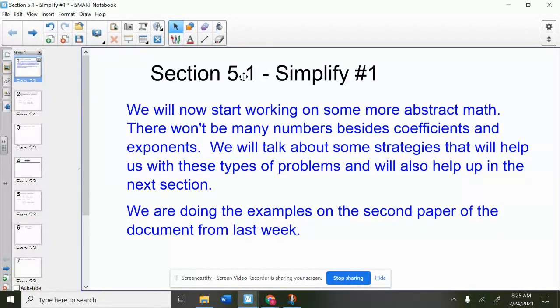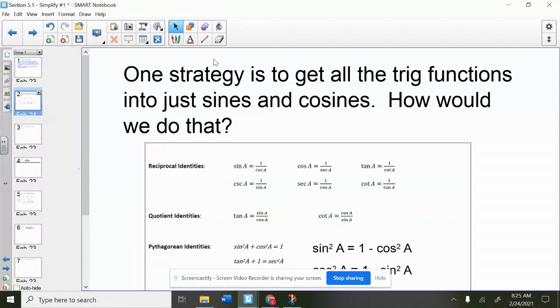So we are doing the backside of that original paper I gave you last week. So some of those guided notes that we worked through, we'll continue to do that. This is just the second page. One strategy that we're going to use an awful lot the next couple of weeks is we're going to break down everything we can and get all these trig functions just into sines and cosines.